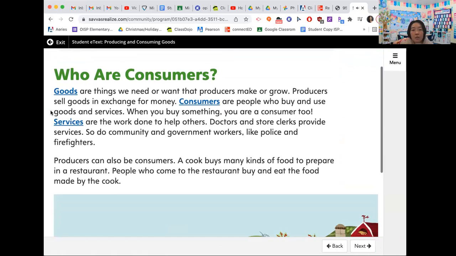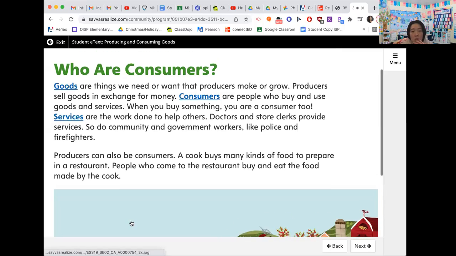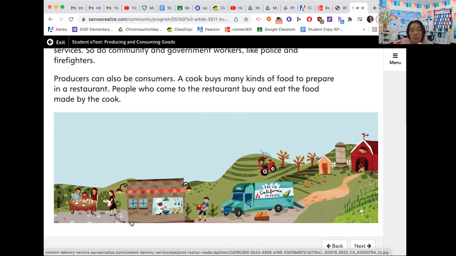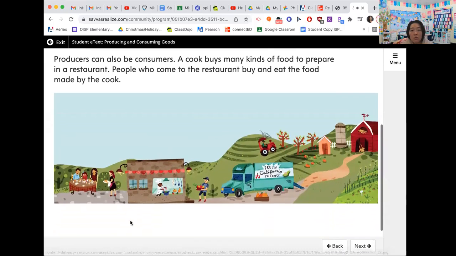Who are consumers? Goods are things we need or want that producers make or grow. Producers sell goods in exchange for money. Consumers are people who buy and use goods and services. When you buy something, you are a consumer too. Services are the work done to help others. Doctors and store clerks provide services. So do community and government workers like police and firefighters. Producers can also be consumers. A cook buys many kinds of food to prepare in a restaurant. People who come to the restaurant buy and eat the food made by the cook.